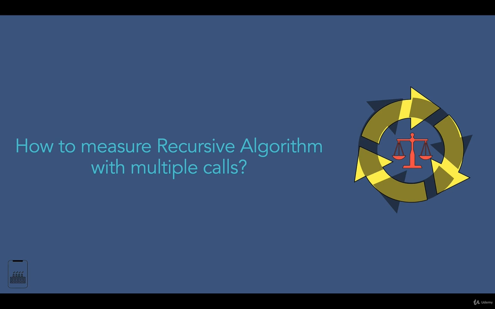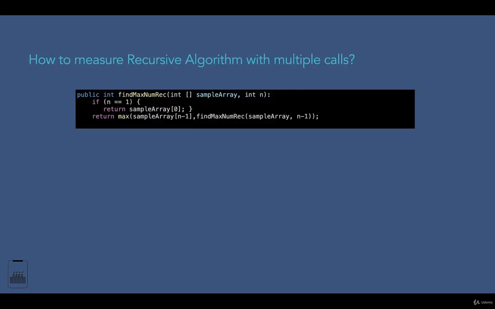How to measure a recursive algorithm with multiple calls. Now in the last lecture we have looked at how to measure recursive algorithm by examining these functions over here. So we have found that the time complexity for this function is O(n). Now in this lecture we will look at a tricky recursive call which calls itself twice.